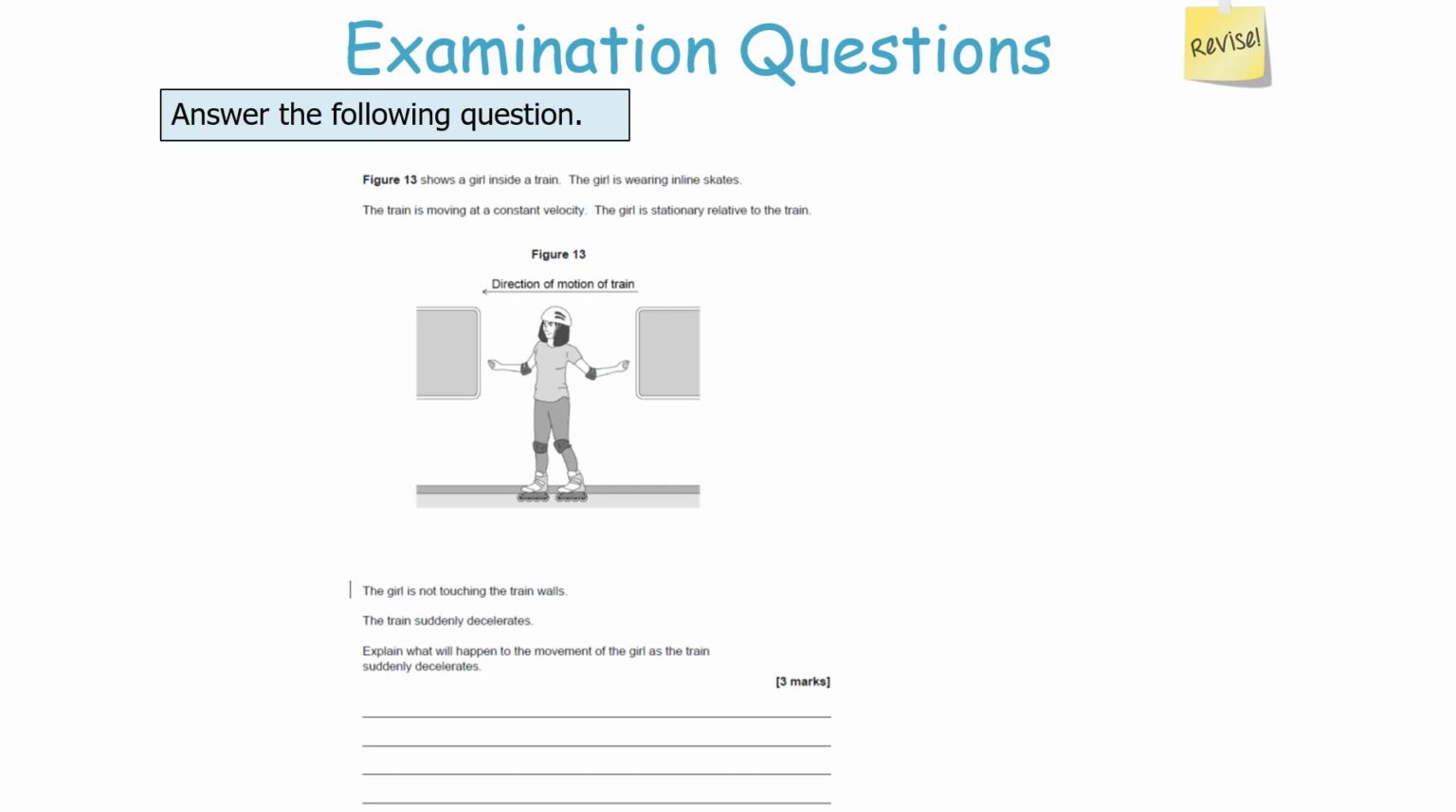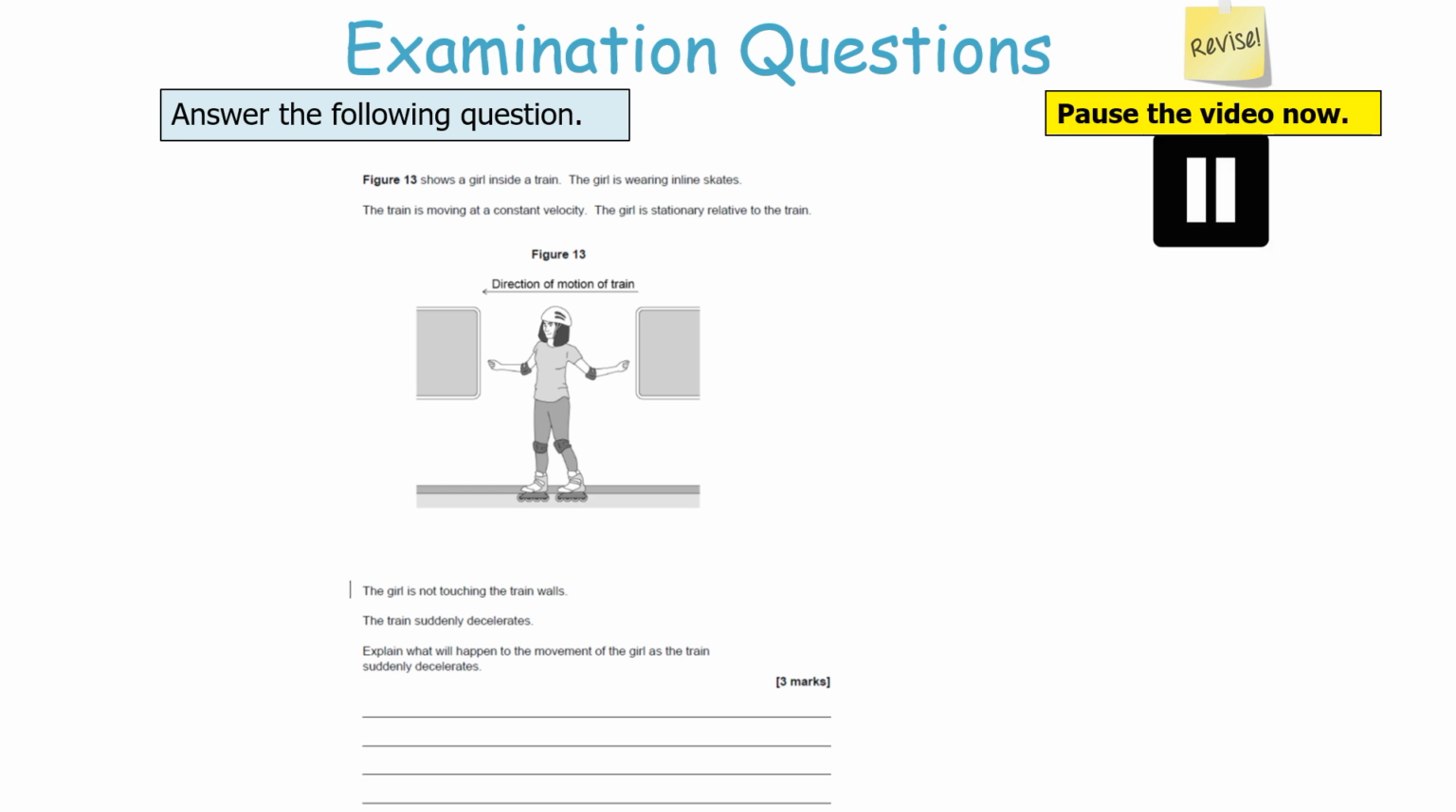The next question says, figure 13 shows a girl inside a train. The girl is wearing inline skates. The train is moving at a constant velocity. The girl is stationary relative to the train. The girl is not touching the train walls. The train suddenly decelerates. Explain what will happen to the movement of the girl as the train suddenly decelerates. So pause the video now, then unpause the video when you want to go through your answer.